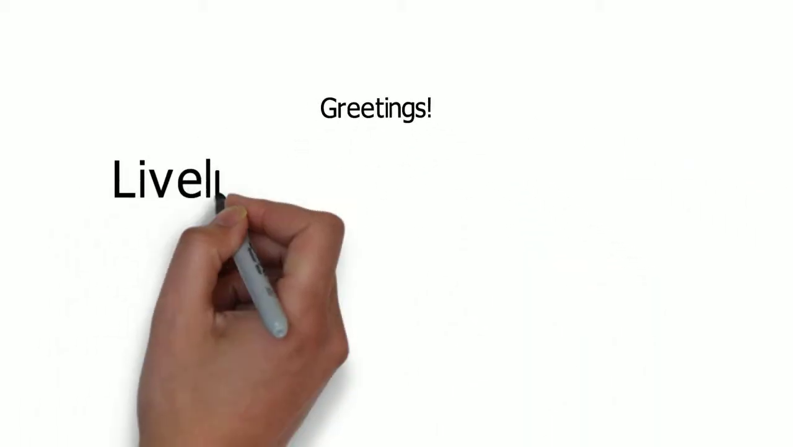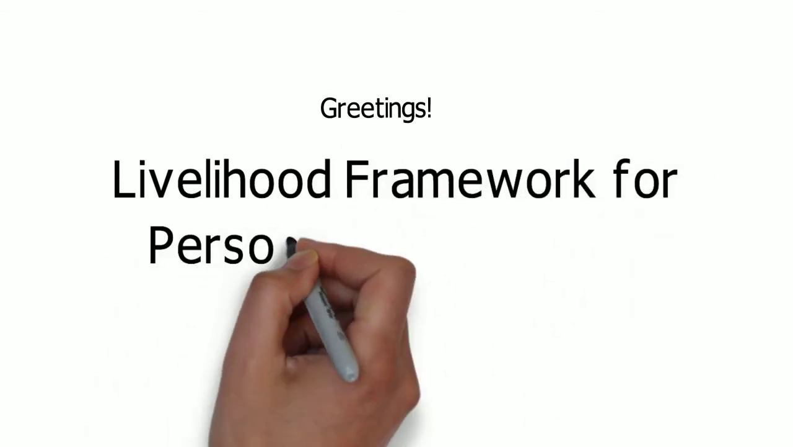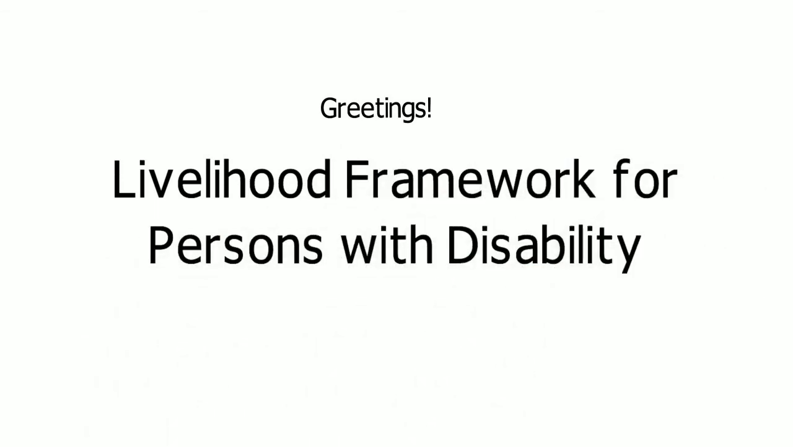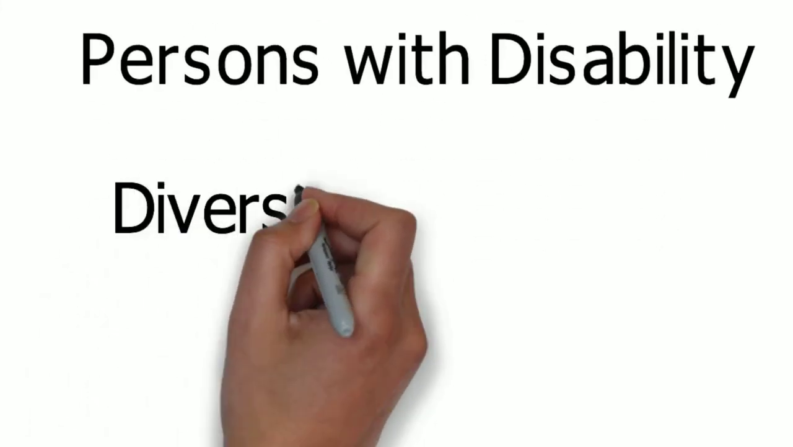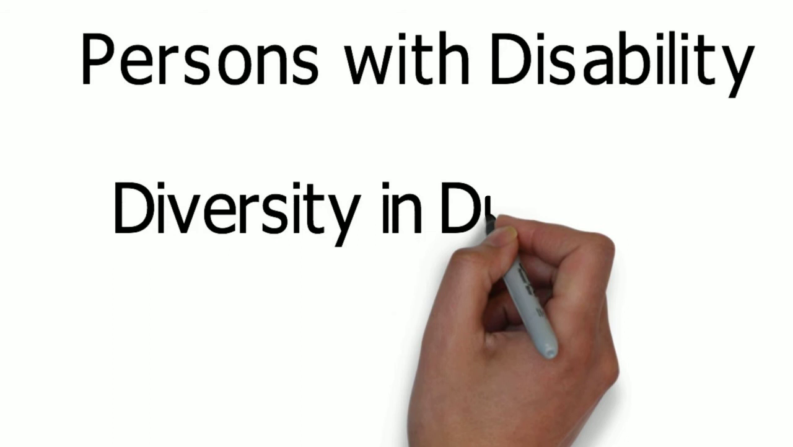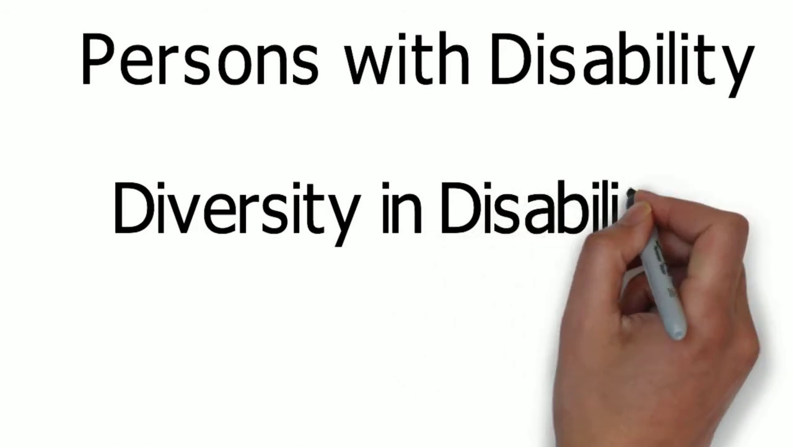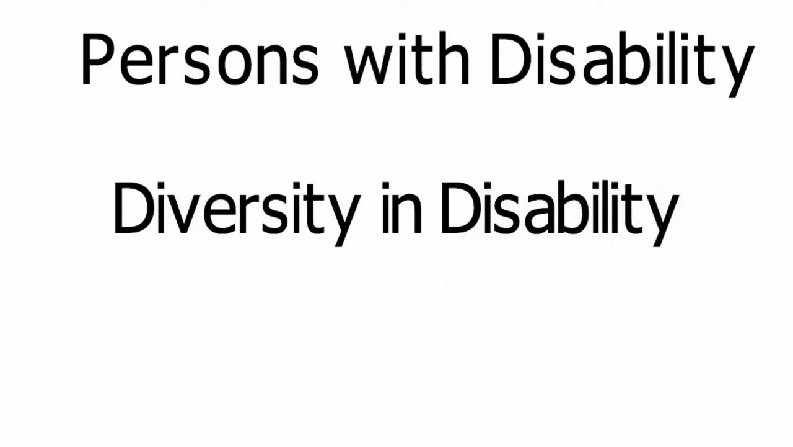Greetings. Here is the secret sauce of livelihood and inclusion for persons with disability, the livelihood framework. If we understand that there is diversity in disability, we will have policies, schemes, models and strategies around including all kinds of disabilities. So what is this framework all about and what does it mean?